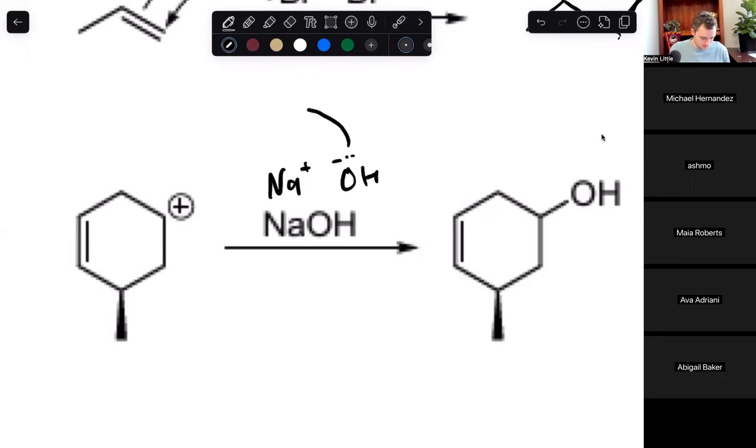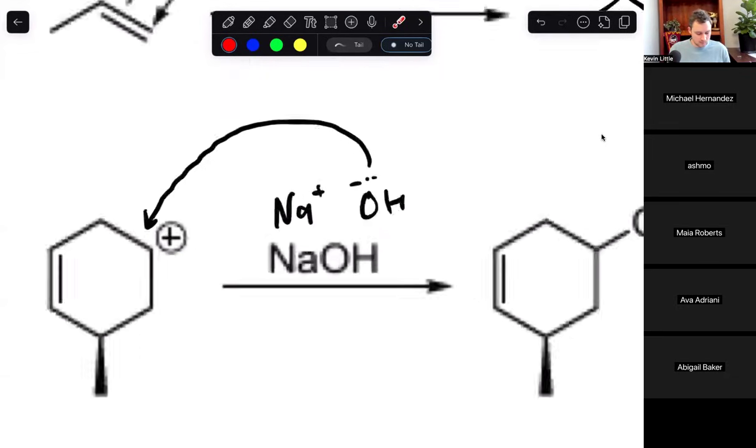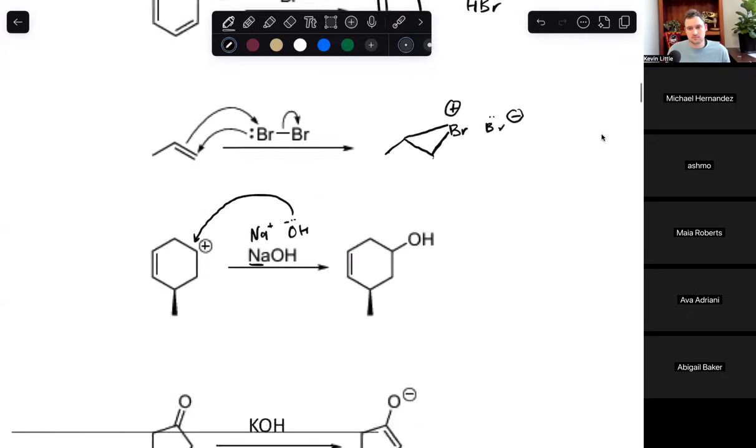how many points they're worth. This is a substitution, so this is the second step of an SN1. I literally have to show this oxygen binding to this carbon, right? This arrow has to explain this bond forming. It helps whenever you see a metal to always draw out the ionic bond. Always draw out the ionic bond.